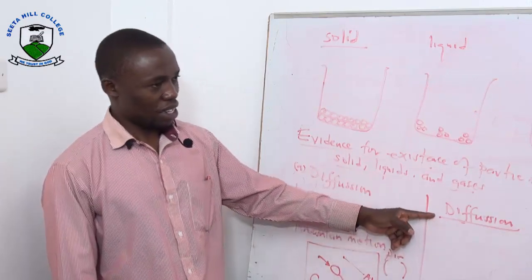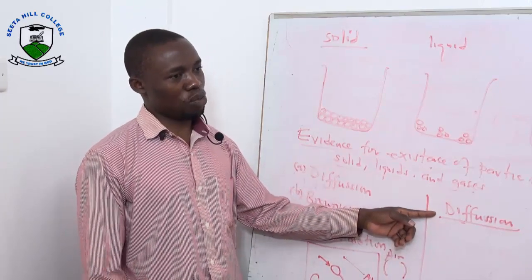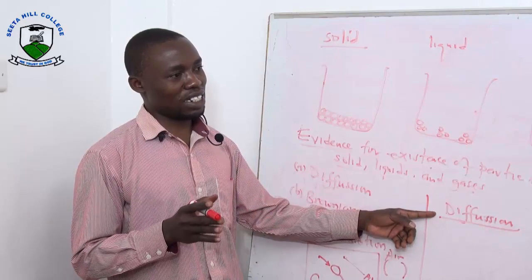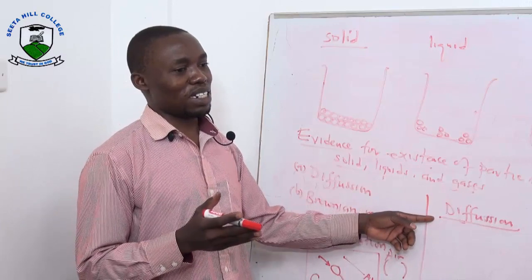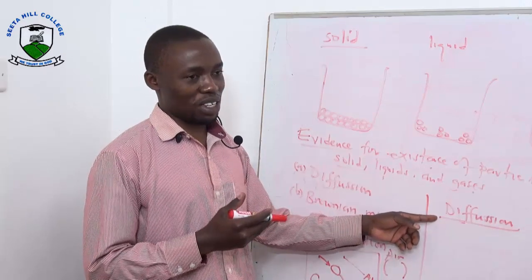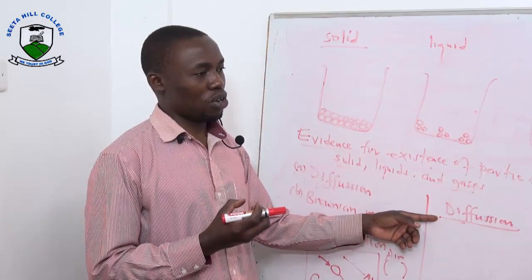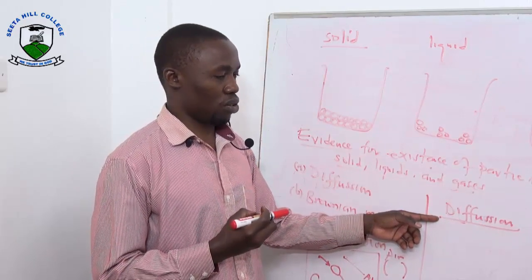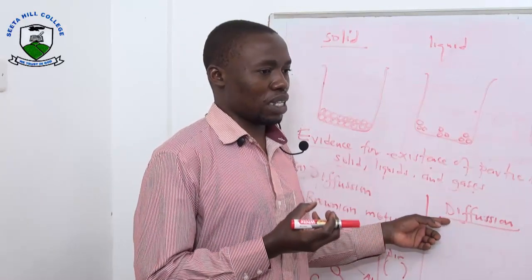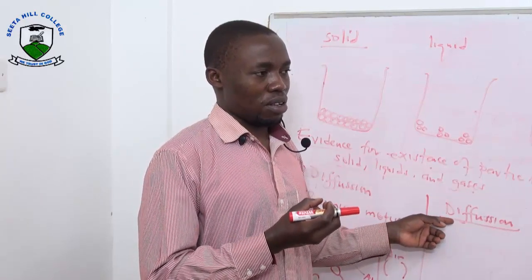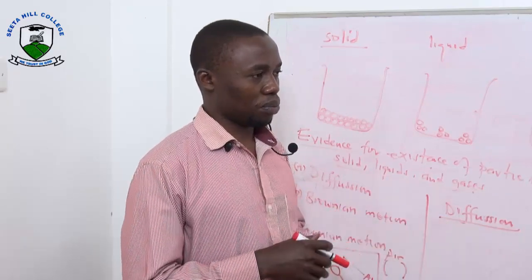Let us say it again. Diffusion would mean the movement of a gas from one place to another. That is a layman's explanation. But scientifically, it is the spreading of particles from a region of high concentration to a region of low concentration, where the perfume is being sprayed from to where there is no perfume at all.